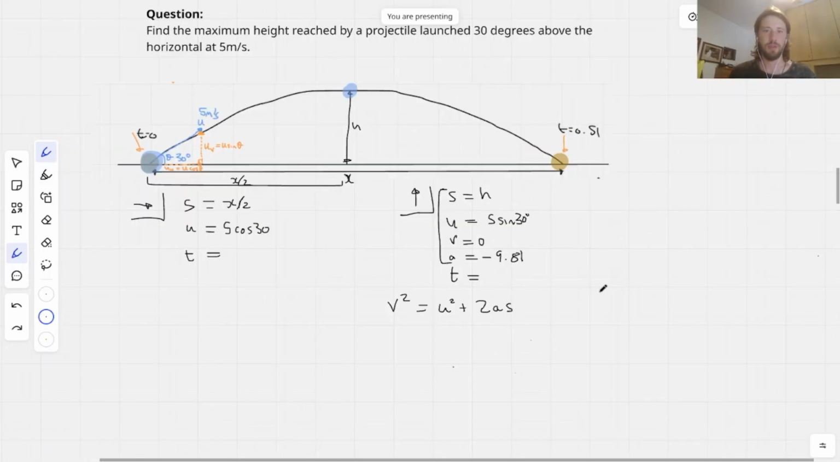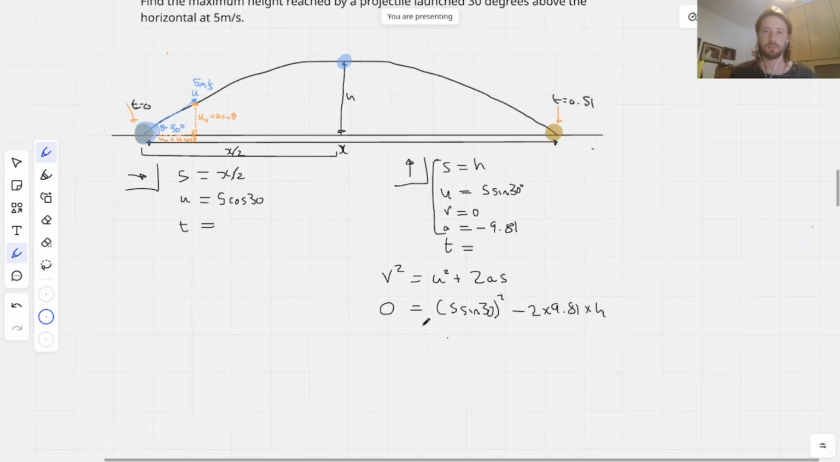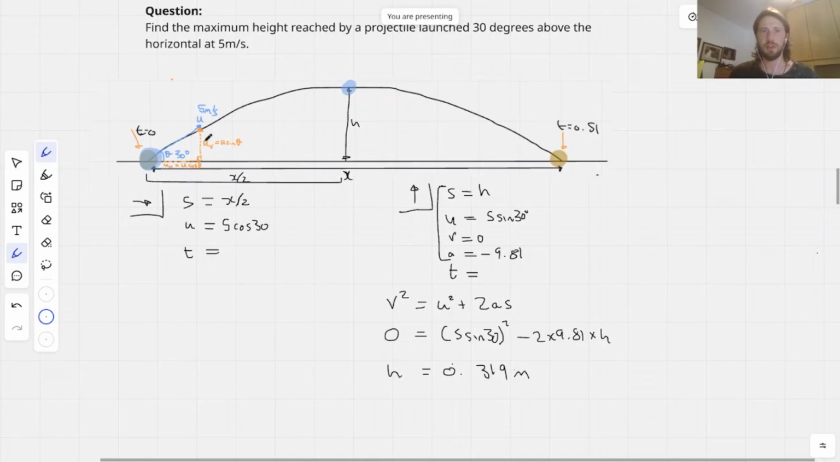Okay, so we fill in the quantities. Vertical v is 0, u is 5 sine 30 squared, and then we have negative acceleration, so minus 2 times 9.81 times our unknown h. Now we solve for this equation, and we will get that h equals 0.319 meters. So it's not very high, but the angle also wasn't very high.